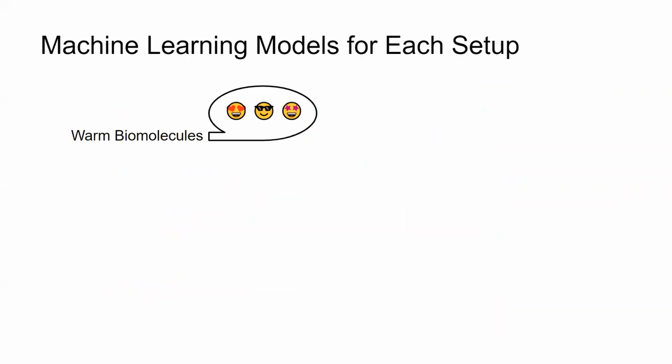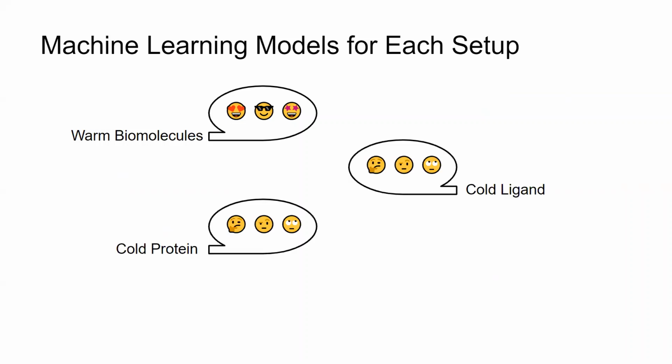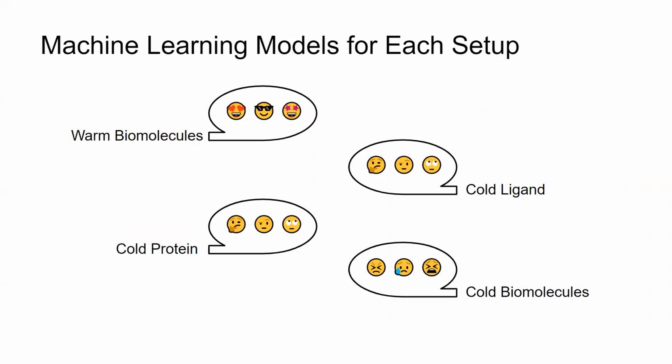Over the years, developed machine learning models could perform successfully on the warm biomolecules. However, their performance was challenging on the cold ligand and cold protein test sets. In other words, the cases where either the ligand or the protein is novel for the model. If both of the biomolecules are actually novel biomolecules, then the challenge is further amplified for the model.